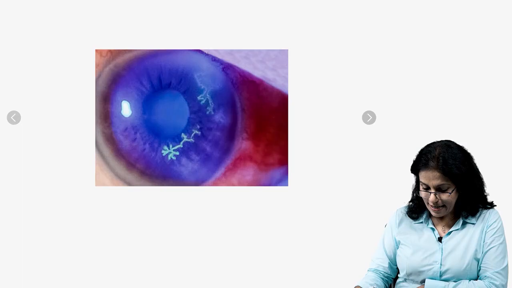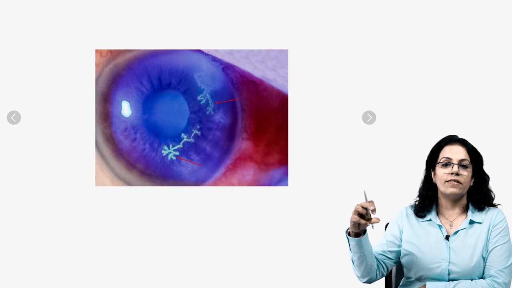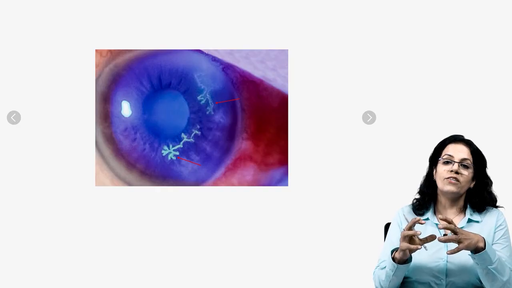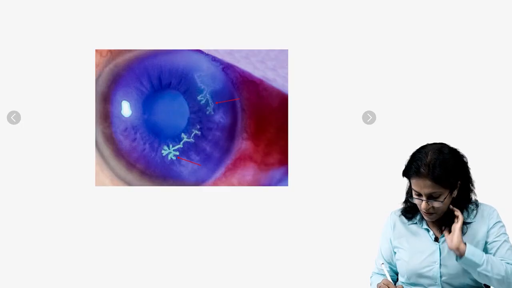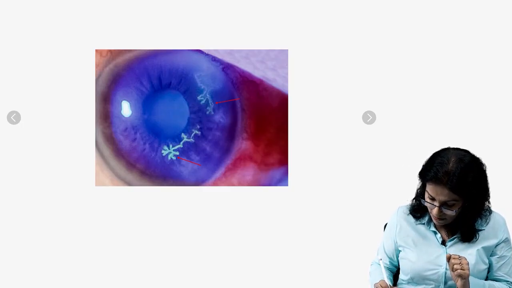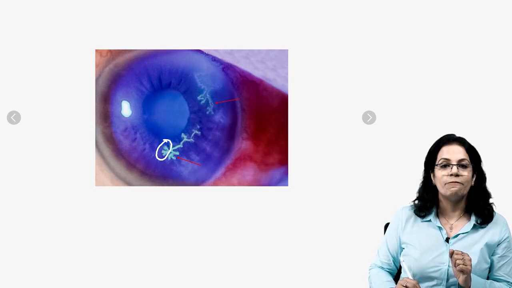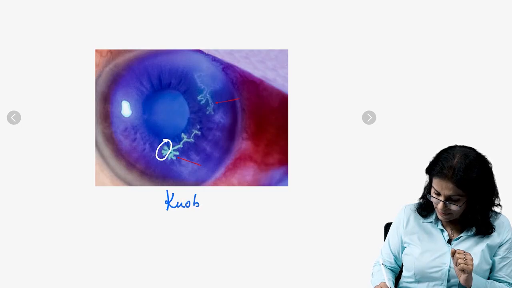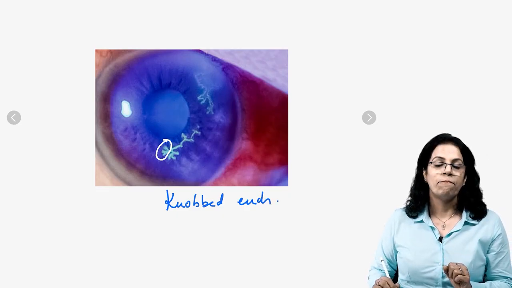Again see here, dendritic. Why do you call it dendritic? It is not circular. It's like a branch of a tree, so we call it dendritic. What is the diagnostic feature of a dendritic ulcer? All of you, answer. Look here. A dendritic ulcer has knobbed ends, isn't it? So we will not forget this. It has knobbed ends.